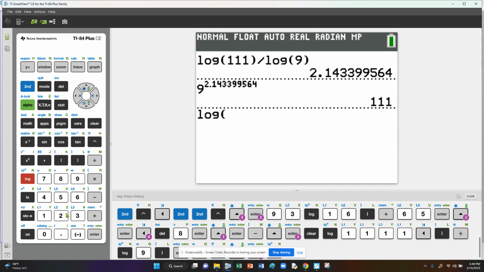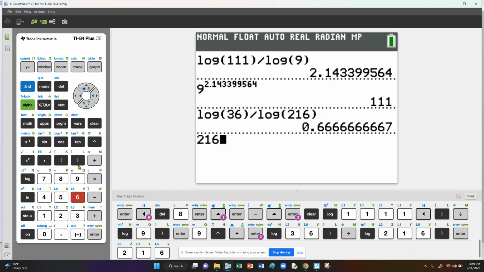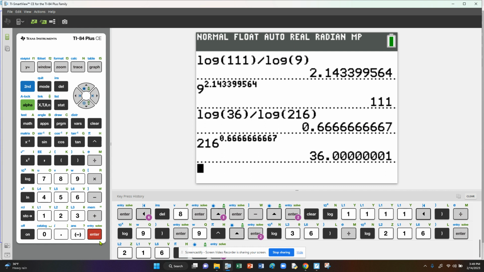Next one we had was log of 36 divided by the log of 216. That gets us that exponent. So that means that if you take 216 and you raise it to that exponent, that gets you to 36. Pretty dang close there. So there's your change of base theorem. Anytime you can use the common logs to calculate any log that you wish.